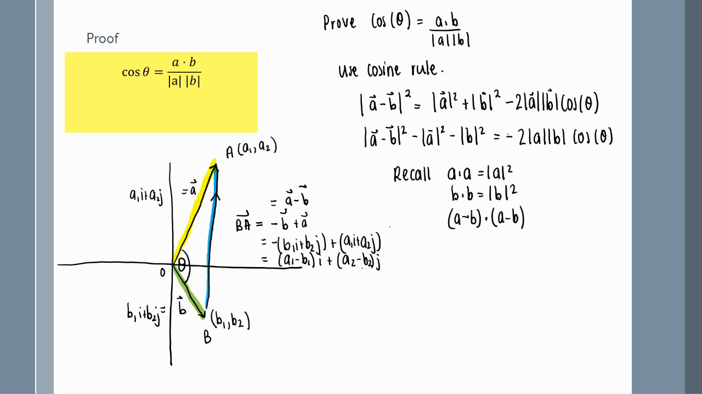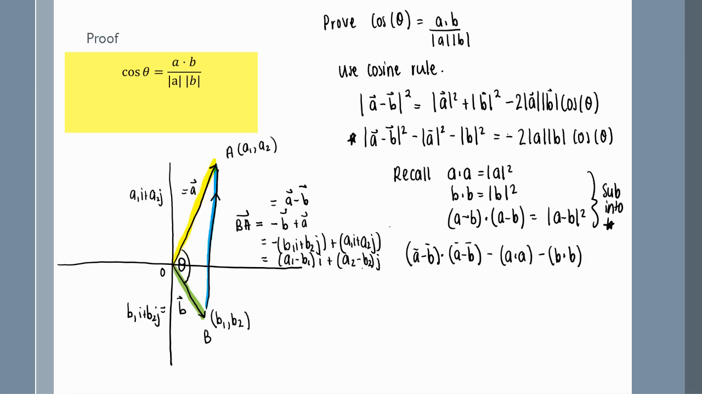That means that vector A minus B dotted with vector A minus B must be equal to the length of the vector A minus B squared. We're going to sub these dot products into our star equation here. So where we see the length of A minus B squared, we're going to put A minus B dotted with A minus B. Then we have minus A dotted with A for the length of A squared, minus B dotted with B for the length of B squared. And the right-hand side, I'm just going to keep that all the same.